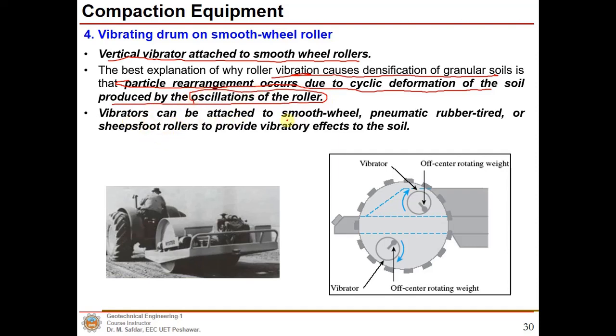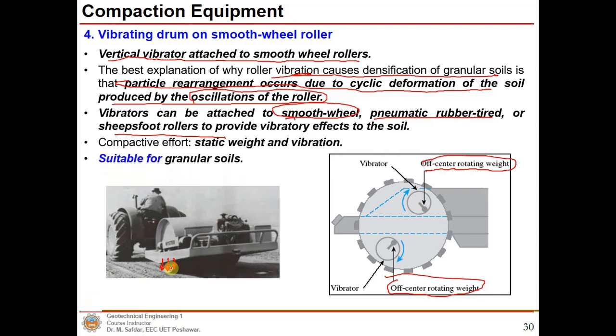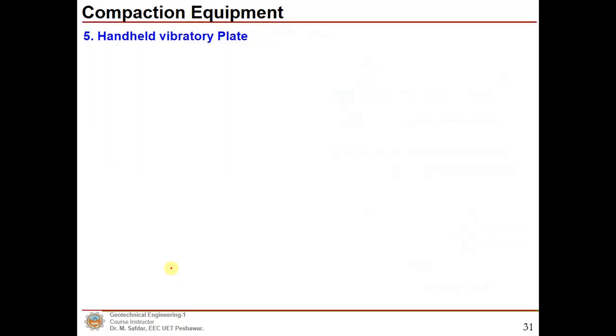Now these vibrators can be attached to the smooth wheel roller, pneumatic rubber tired rollers or sheep foot rollers to provide the vibratory effects to compact the soil. So there are off-center rotating weights which will cause the vibratory action in the smooth wheel roller or pneumatic rubber tired rollers or sheep foot rollers, which will densify and compact the soil beneath this vibrating drum on smooth wheel or any type of roller. The compactive effort is static, suitable for granular soils.